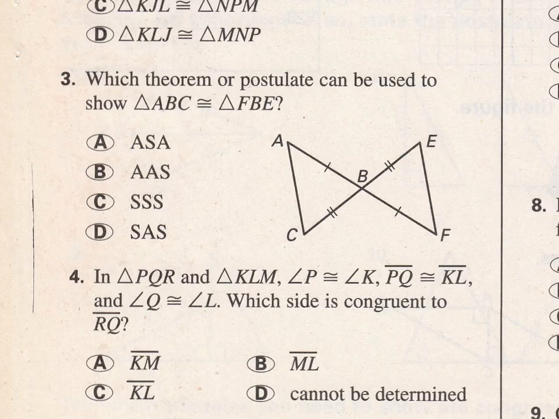On number 3, which theorem or postulate can be used to show that triangle ABC is congruent with triangle FBE? Okay, so you got A is angle, side, angle, B is angle, angle, side, C is side, side, side, and D is side, angle, side. One thing I want to point out to you is, remember, you basically have two lines that intersect. It makes a certain type of angle that we've studied.